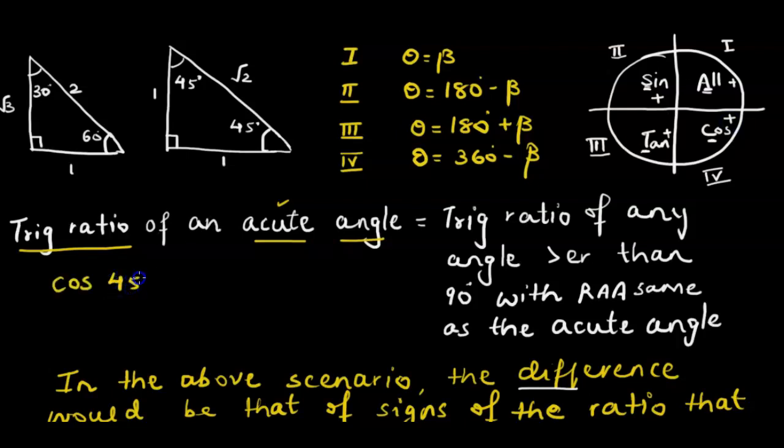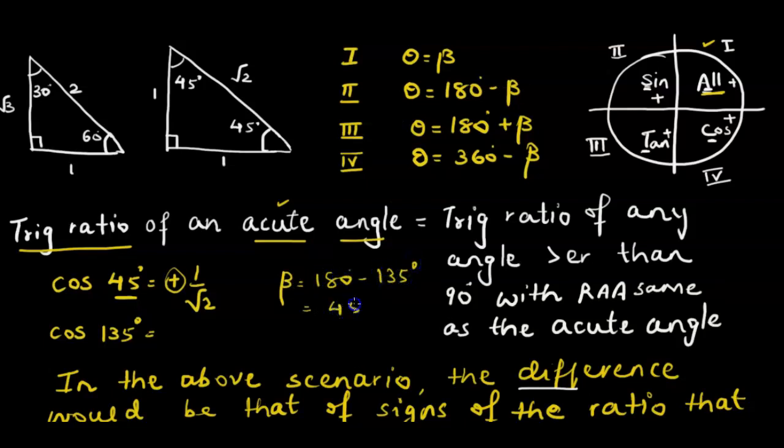Cosine 45 is a positive 1 over root 2, because this 45 degree angle lies in the first quadrant, and in the first quadrant all the ratios are positive. Whereas if we want to find the value of cosine 135, we know 135 lies in the second quadrant. Therefore the related acute angle for 135 is equal to 180 minus 135, and that is equal to 45 degrees.